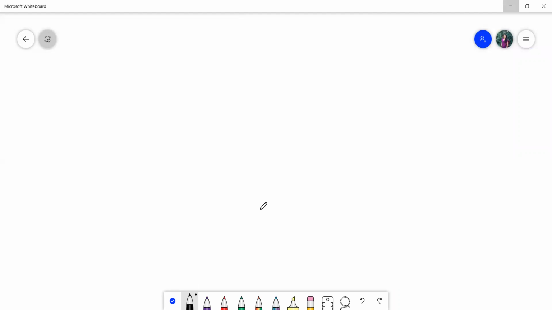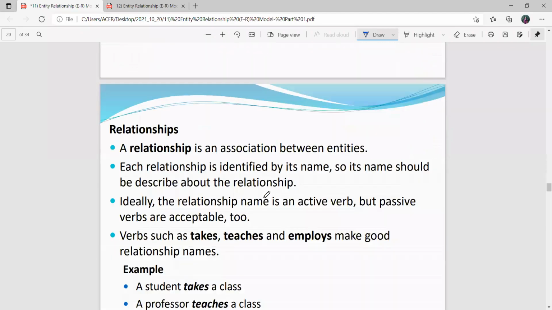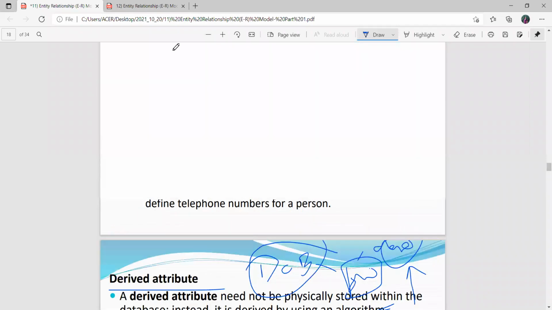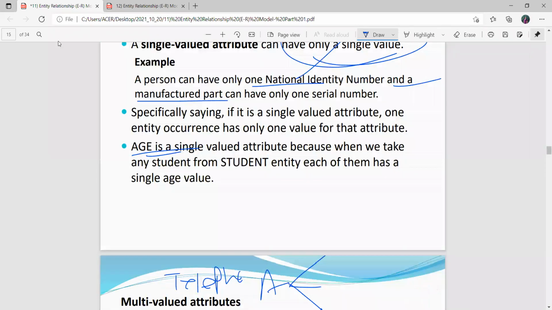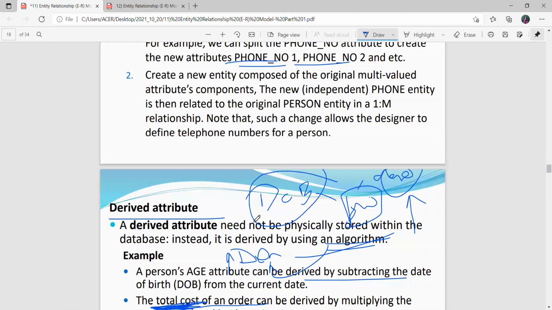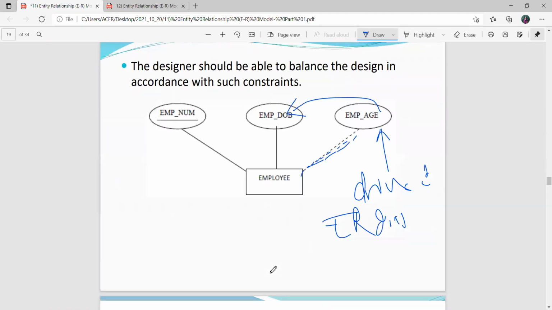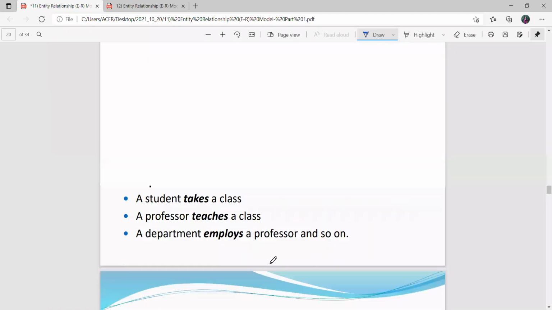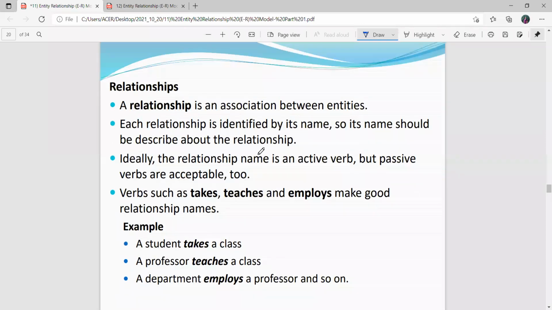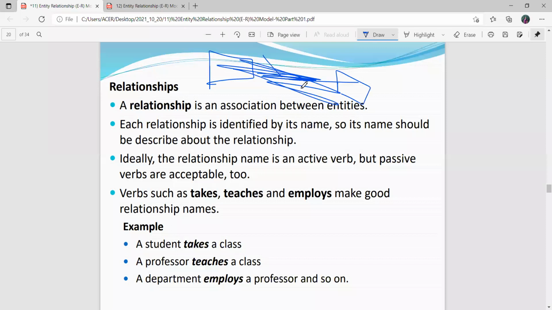Then let's discuss the relationship. All these are from the attributes. We already discussed the entities and the attributes. Now we are going to discuss the relationship. So the relationship is an association between two entities. As an example, let's take these two entities. Then the association between these two entities is known as a relationship.